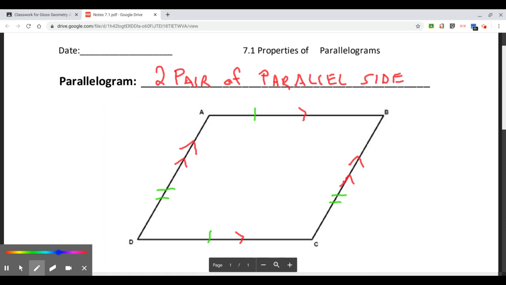This episode, we are going to focus on opposite angles. We've already made a video about opposite sides, so if you've not checked that out, please check that out.